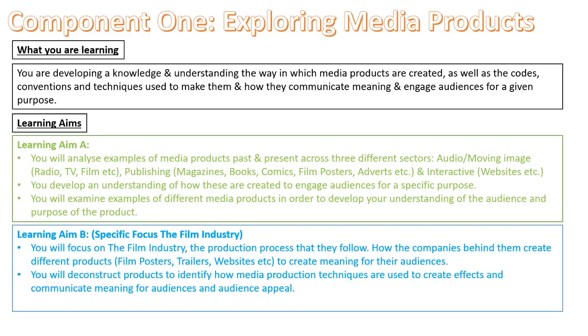And then learning aim B, we'll be focusing on the film industry specifically, and we'll look at the production process. Every product has its own different process, but they still follow a similar sort of format, or way of doing things. And so we'll look at how it's created, looking at how films, for example, target more global audiences, how they change film posters to appeal to, say, Japan compared to Western countries like the UK. And then we'll deconstruct the products that we're looking at to identify how different techniques and effects are creating audience appeal.